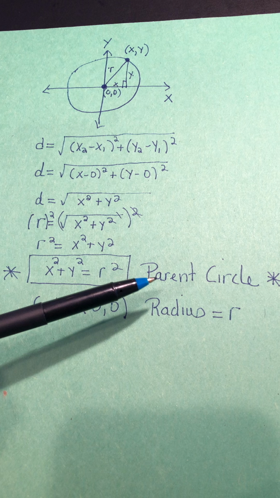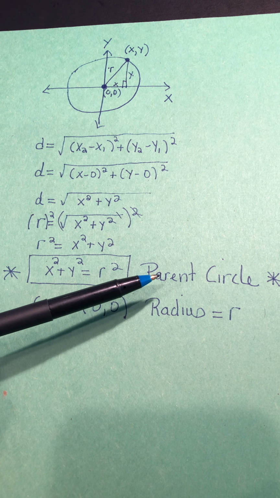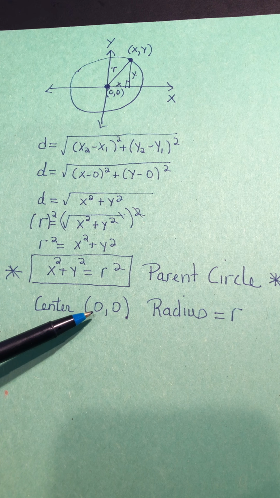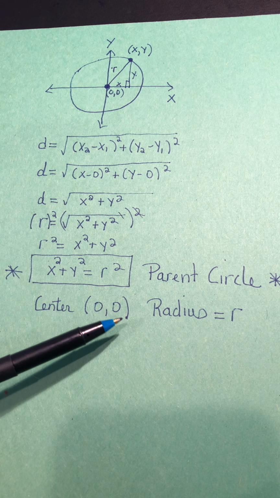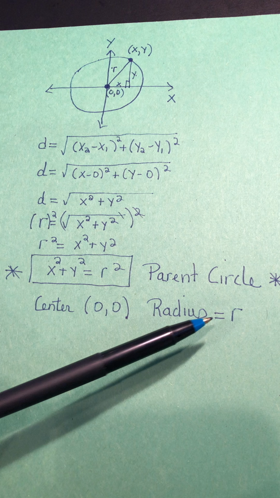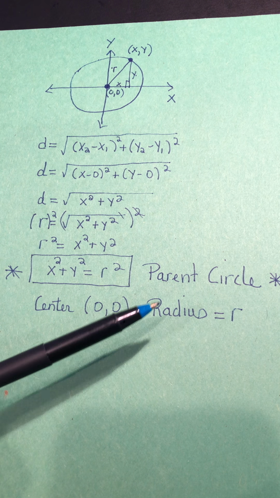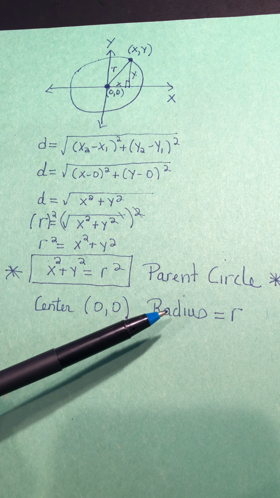And very importantly, all parents have to live at the origin. So what's crucial about this is that the center of this particular circle is (0, 0), okay? And the radius is r. It doesn't have to be 1. That would be the unit circle. It just has to be some generic value r.